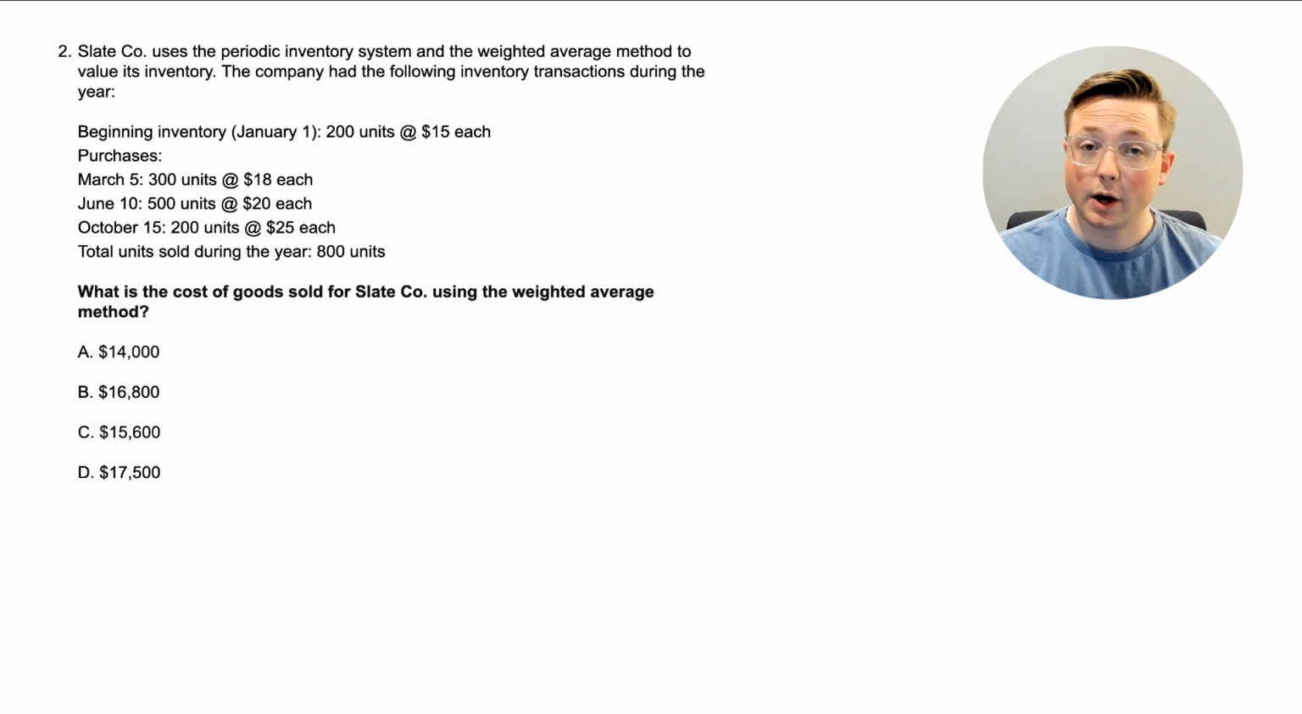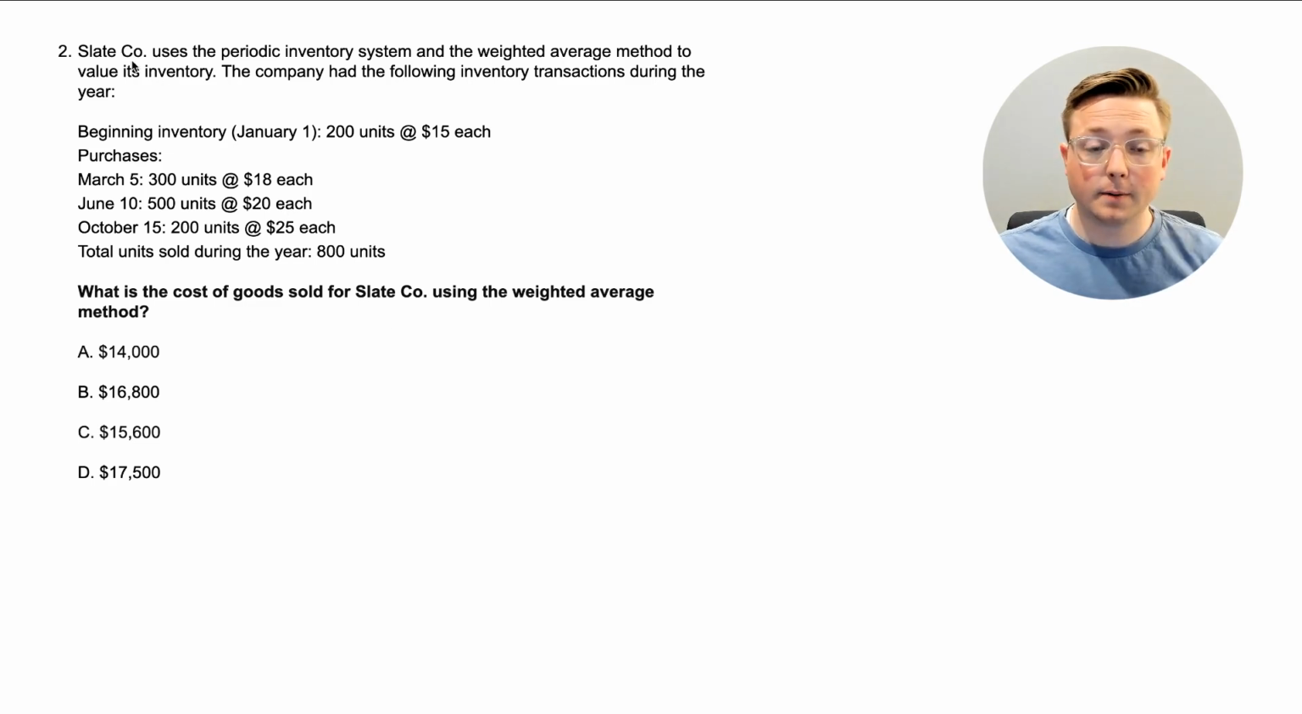So let's go to the next question to learn a little bit more about a different costing method. All right, here we are at question 2. As always, read the last part first. What is the cost of goods sold for Slate Co using the weighted average method? Okay, so we've never seen the weighted average method. We didn't talk about it in the previous video because it seems to be more focused on cost of goods sold if you're going to be tested on the weighted average method.